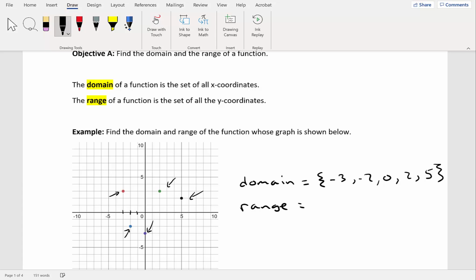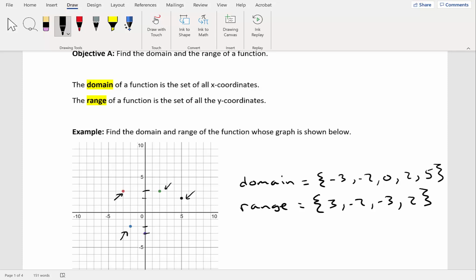Now the range is the y values. So let's take a look at the dot right over here. Our y value for that point is 3. Then we have this point, our y value is negative 2. Then we have this point over here, our y value is negative 3. Now for the green point, the y value is also positive 3. But notice how we already have 3 in our range, so we're not going to write it again. And we have this particular point which shows 2.